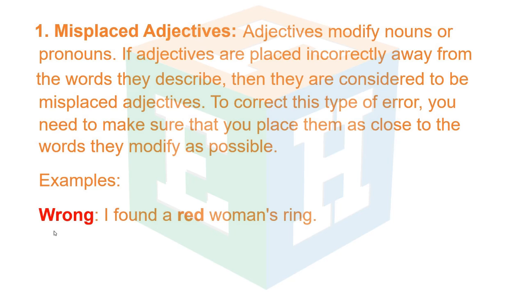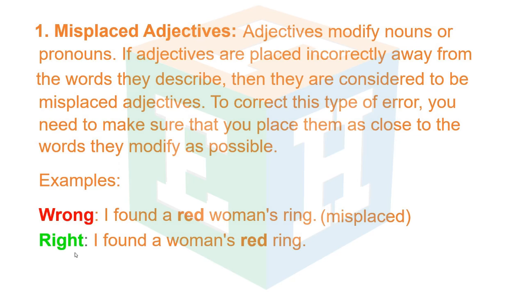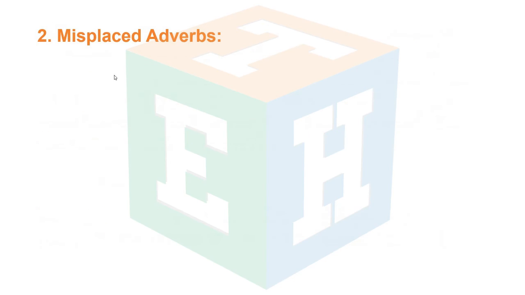Examples: this is wrong. I found a red woman's ring. This is misplaced. Right? I found a woman's red ring. This is correctly placed. Number 2, misplaced adverbs.